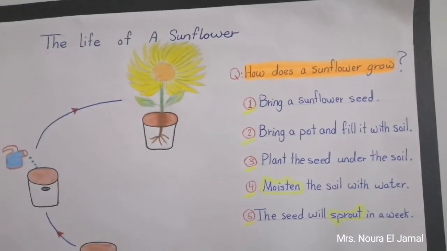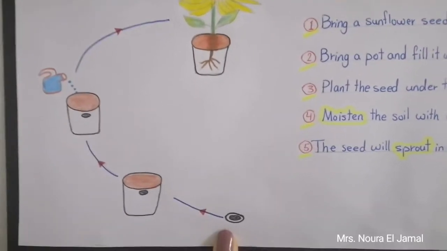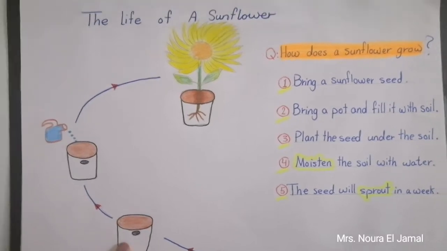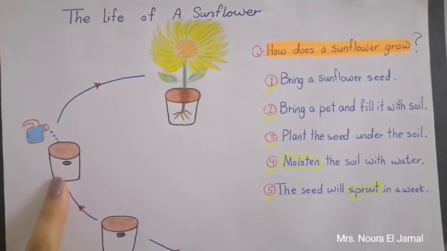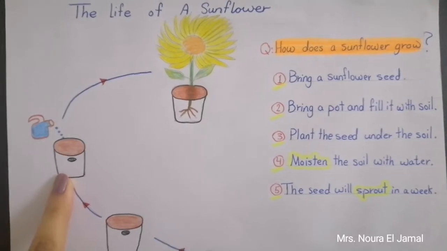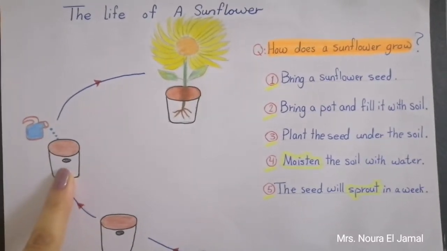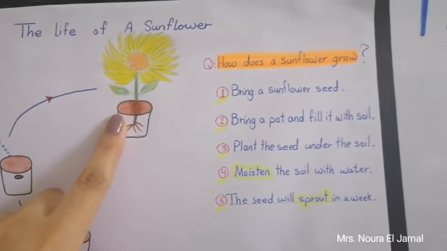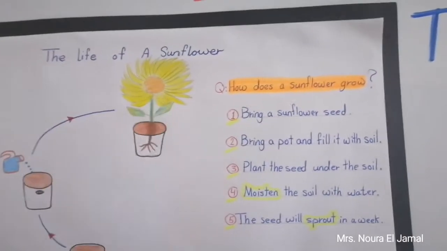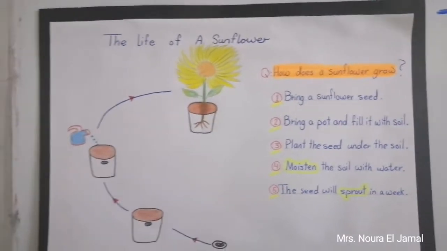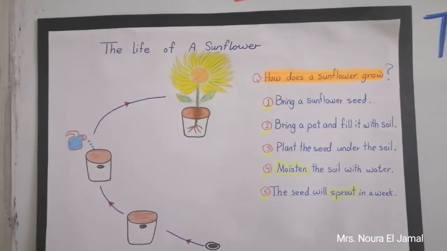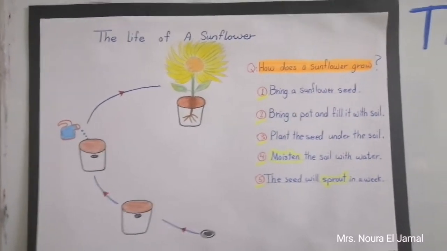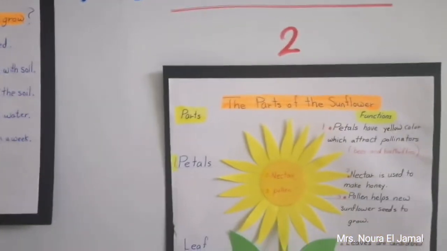So the first thing, we'll bring the seed. Then after that, we will bring a pot and fill it with soil. Then we will plant the seed under the soil, and we will moisten the soil with water. Then the seed will sprout in a week. It became big here. So now we understand how a sunflower grows. Let's go to the second part.